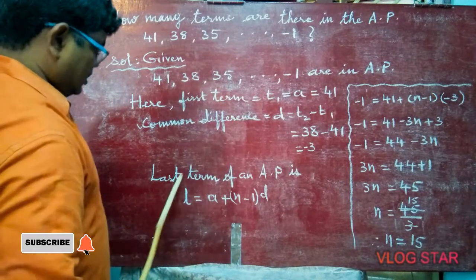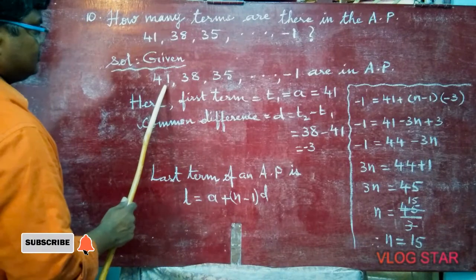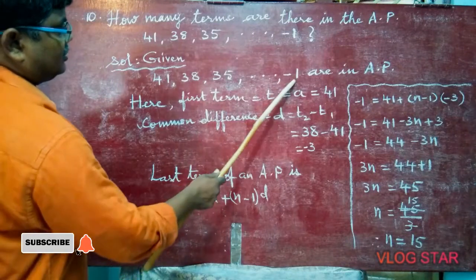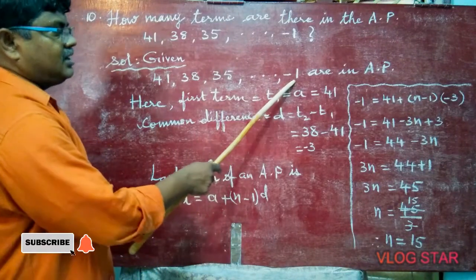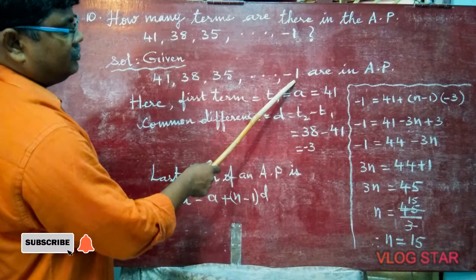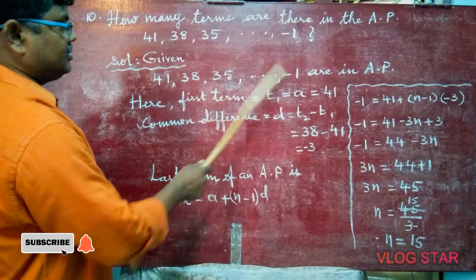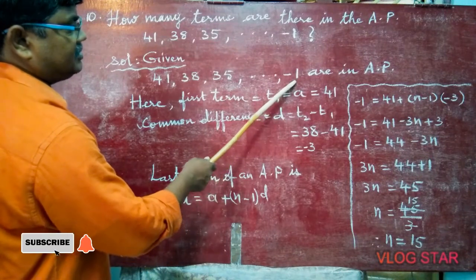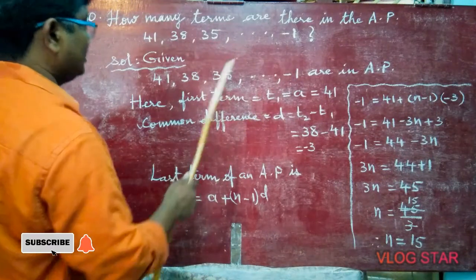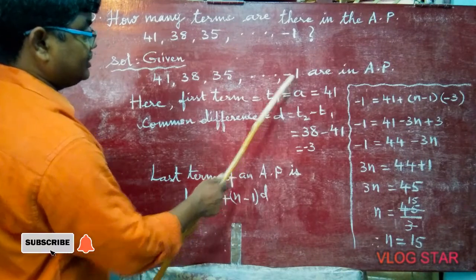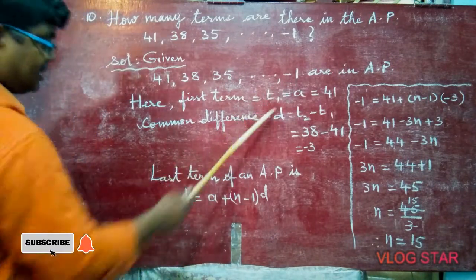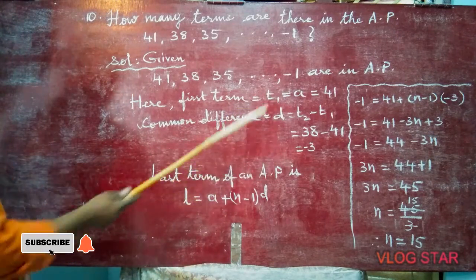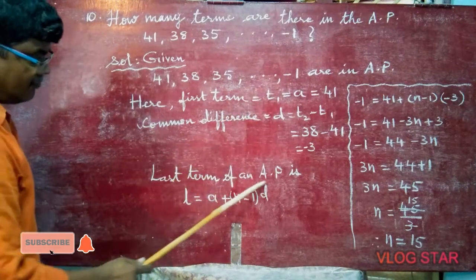Like that. Now, if I ask you, 41 means first term, you will tell second term, third term, and so on, like minus 1 is there. This minus 1 is the last term, but which term, first, second, third, we don't know which term it is. They are asking how many terms are there, that we are going to find. Minus 1 is the last term of the AP in this sequence.